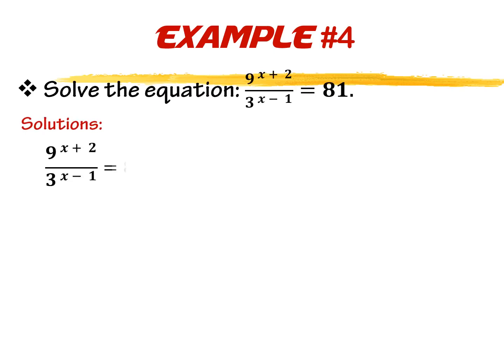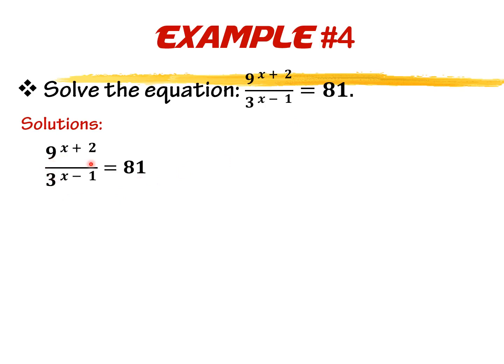Let's have now the last example. Solve for the equation 9 raised to x plus 2 divided by 3 raised to x minus 1 is equal to 81. Again, we will apply the equal power rule. We will make the bases 9, 3, and 81 equal, so they can all be transformed to base 3.